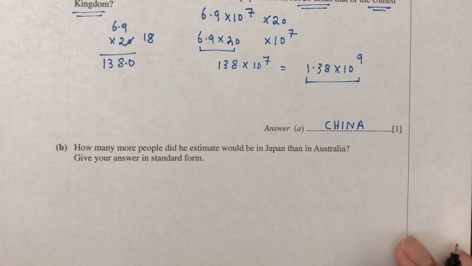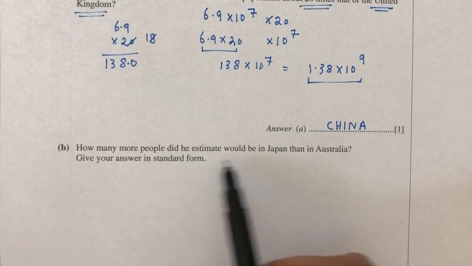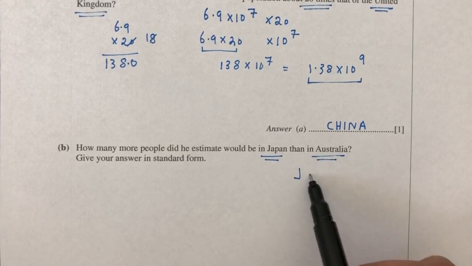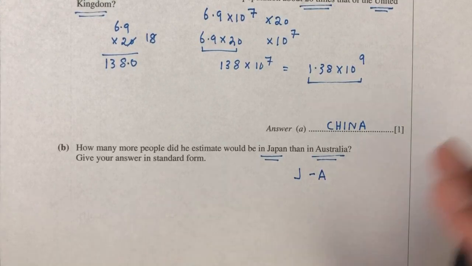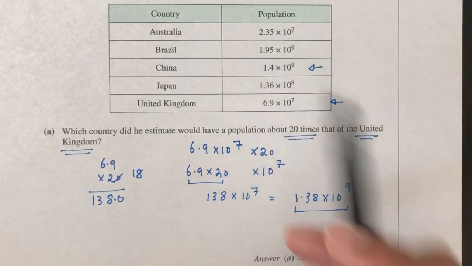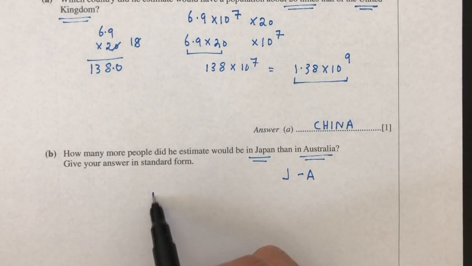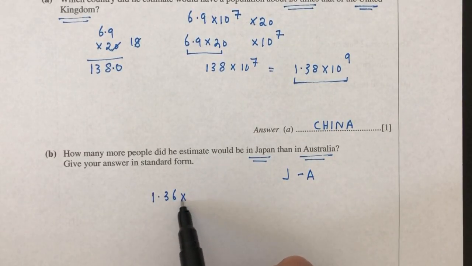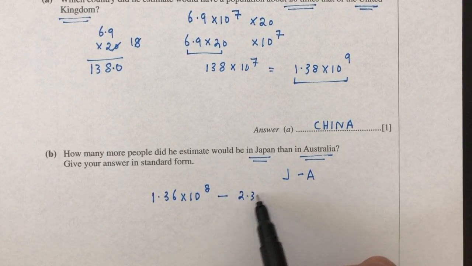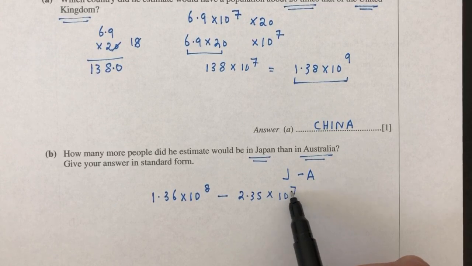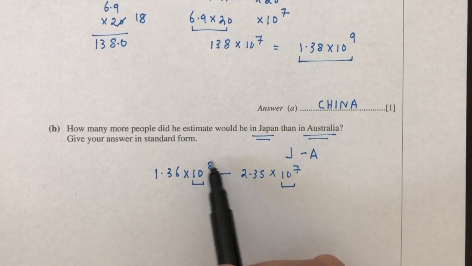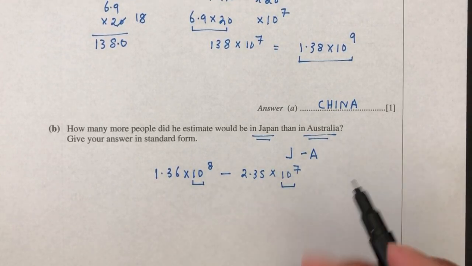Now part B, how many more people did he estimate would be in Japan than in Australia? So we have to do Japan minus Australia. Japan is 1.36 times 10 power 8, and Australia is 2.35 times 10 power 7. Now we observe that the power here is different, one is 8 and one is 7, so we cannot minus directly.